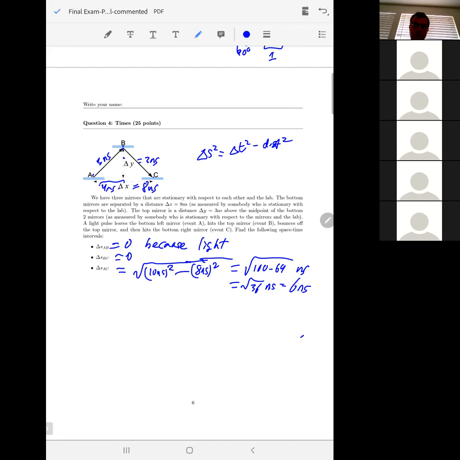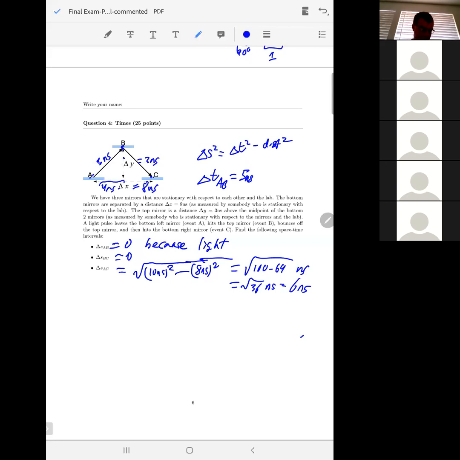Yeah, can you explain one thing? Can you explain why the previous two are 0 again? Why the first two were 0? Because delta TAB is 5 nanoseconds. It was light going from there to there, and then light going from there to there. So light takes a time of 5 nanoseconds to travel a distance of 5 nanoseconds.